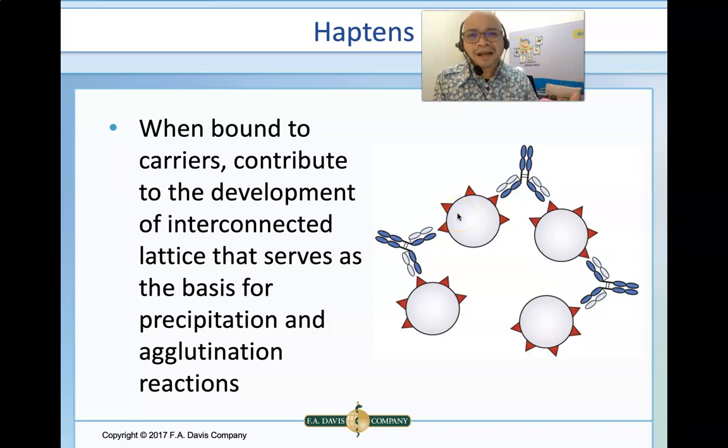Why is it important? Lattice formation means that the antigen and the antibodies have already been complexed in a way, and this particular antigen-antibody complex will allow us to observe precipitation and agglutination reactions, which we will be discussing in our future discussions.